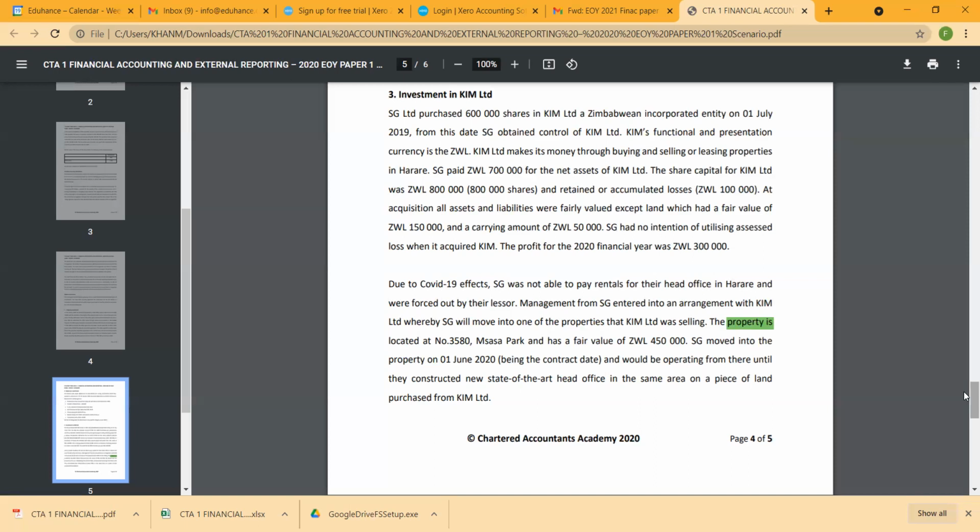Okay, and as a result, the accounting treatment from the group perspective needs to be in terms of PPE and not in terms of investment property. Okay, does that make sense? Any questions on that?